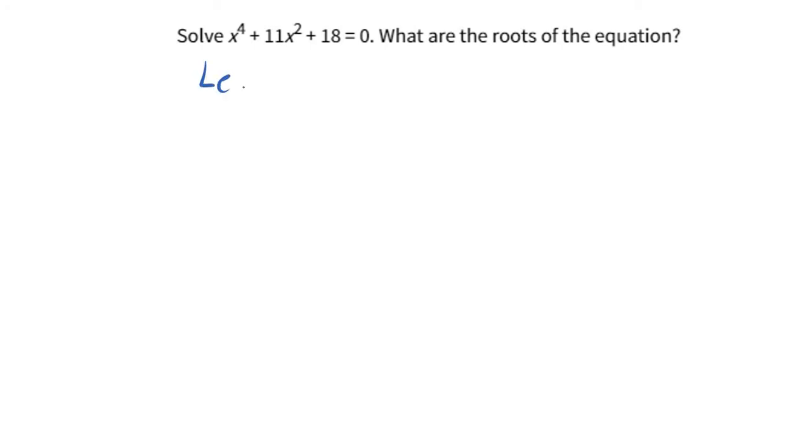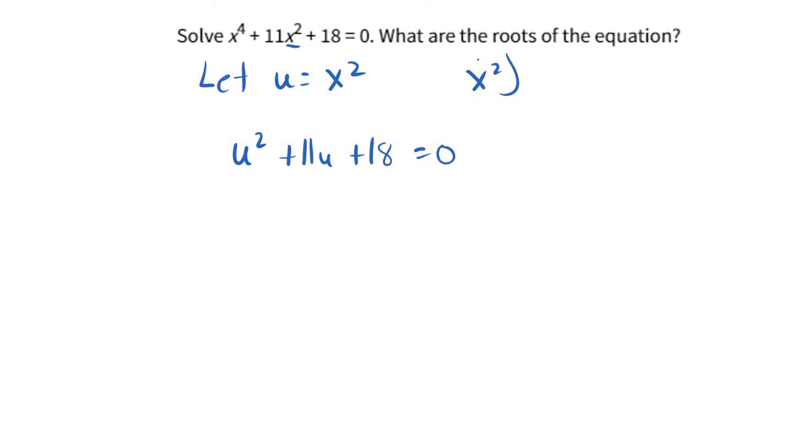So here's a method I like to use. U substitution. Let u equal x squared. So basically whatever this guy is. So if that's the case, couldn't I write this as u squared plus 11u plus 18 equals 0. Now, let's look at this part. Because x squared squared is just x to the 4th. See how that works? That's why I can do this.